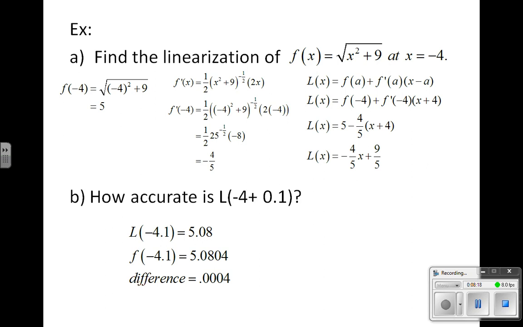Again, I was using -4 to approximate a number very close to -4, and that's why my linearization equation did a good job. If I wanted to add or subtract 2, that's not very close to my point of tangency, and chances are my approximation is going to get pretty bad.